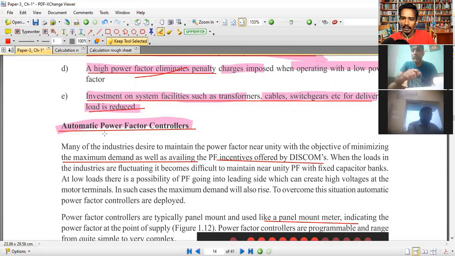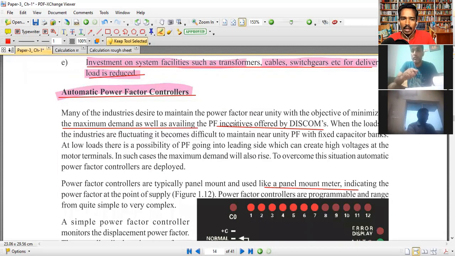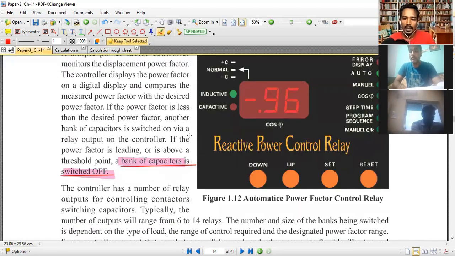Next is the automatic power factor controller. What is the automatic power factor? It automatically controls the power factor. Whenever the power factor reduces, it automatically switches on the capacitor bank. When the power factor increases to a set limit, in the range of 0.7 to 0.99, and goes above 0.9, it automatically cuts off the capacitor bank. This is the automatic power factor. Its main purpose is that the bank has some threshold, and the capacitor bank is switched on or off accordingly.